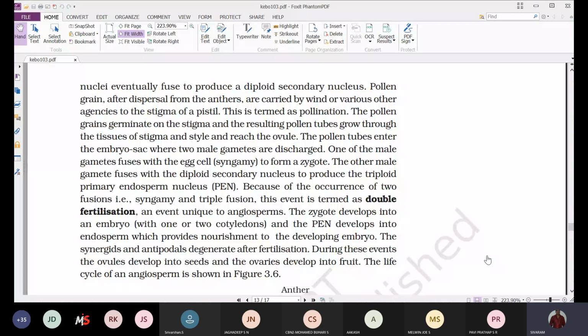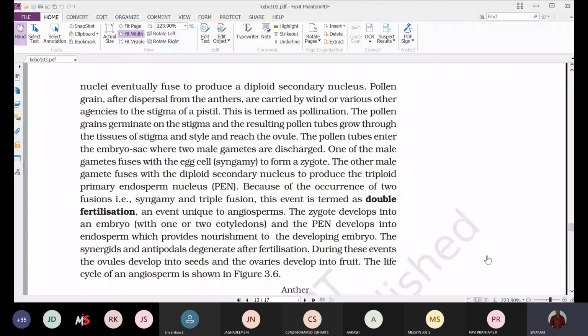What is this double fertilization? We already said the pollen tube carries two male gametes, and the two male gametes are discharged into the embryo sac. And what will these two male gametes do? Out of the two male gametes, one male gamete fuses with the egg cell.